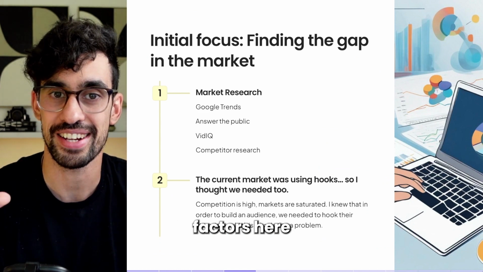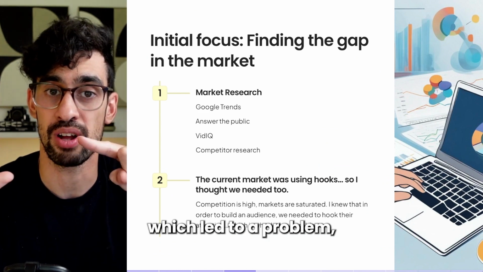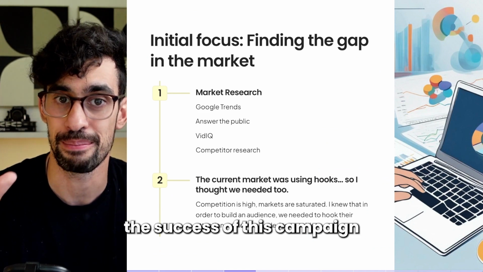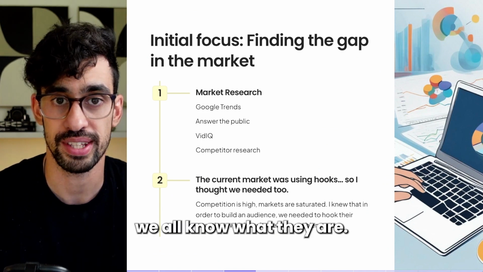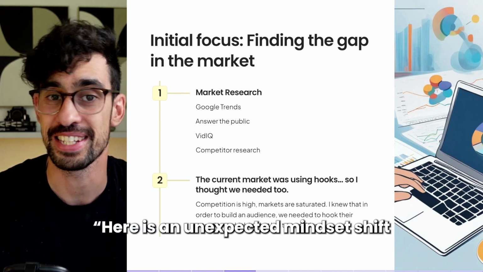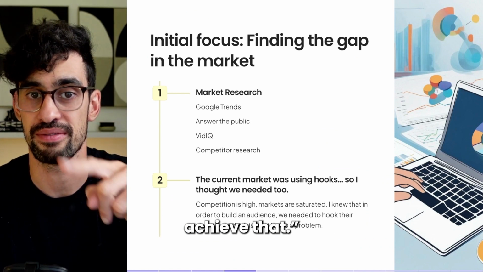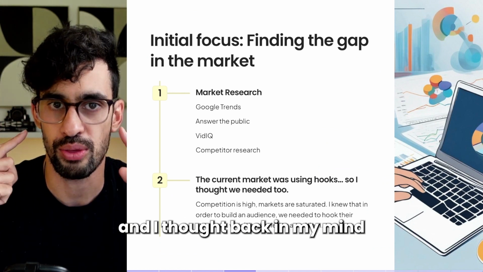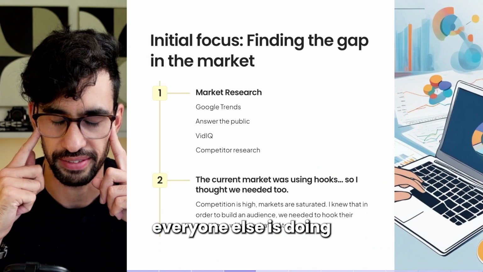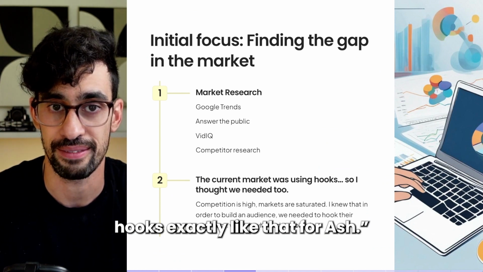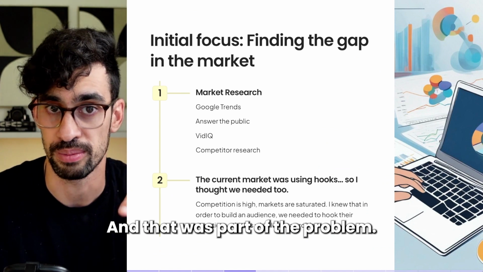Now, one of the key factors here that I figured out, which led to a problem, which led to a solution, which impacted the success of this campaign, was hooks. We all know what they are. Here are three reasons why you should do this. Here is an unexpected mindset shift that I made to help me achieve that. We've heard them all thousands of times before, and I thought, back in my mind, all right, everyone else is doing hooks like this, we need to do hooks exactly like that for Ash. And that was part of the problem.